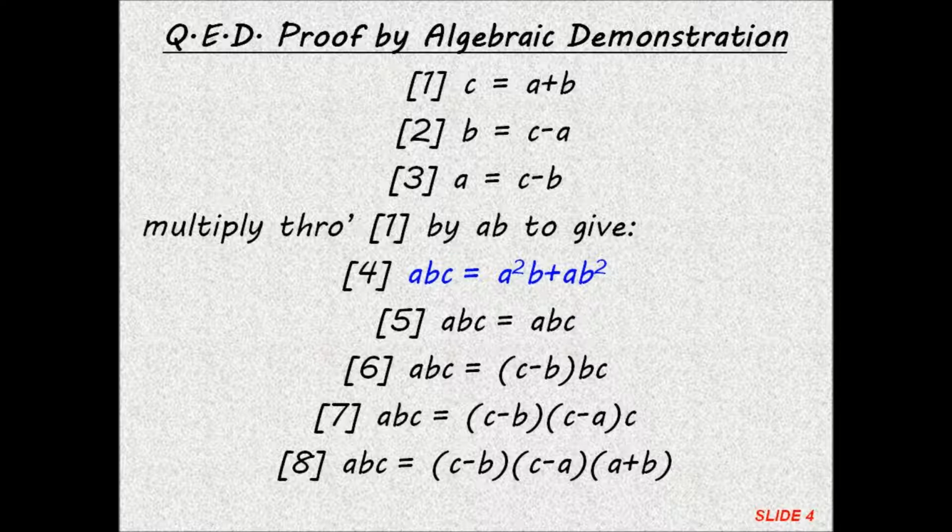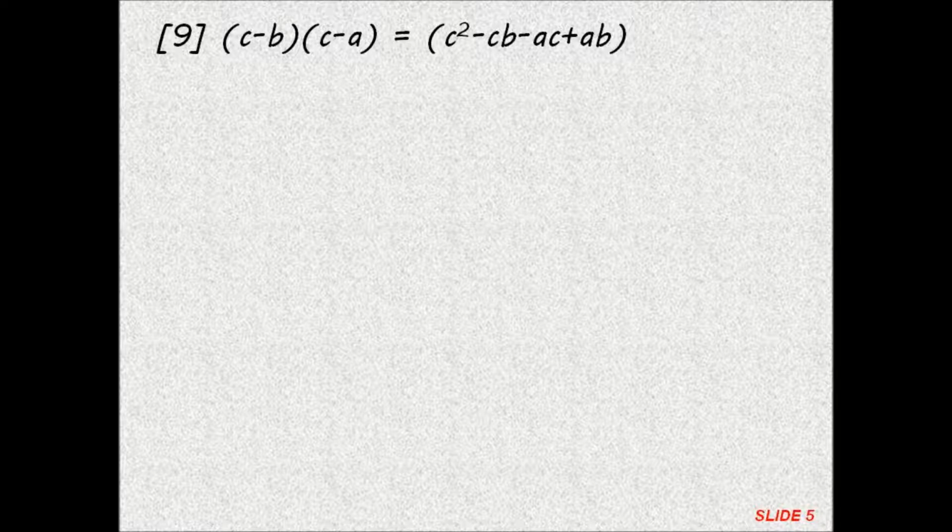5. A times B times C equals A times B times C. 6. A times B times C equals (C minus B) times C. 7. A times B times C equals (C minus B) times (C minus A) times C. 8. A times B times C equals (C minus B) times (C minus A) times (A plus B). 9. (C minus B) times (C minus A) equals C squared minus C times B minus A times C plus A times B.